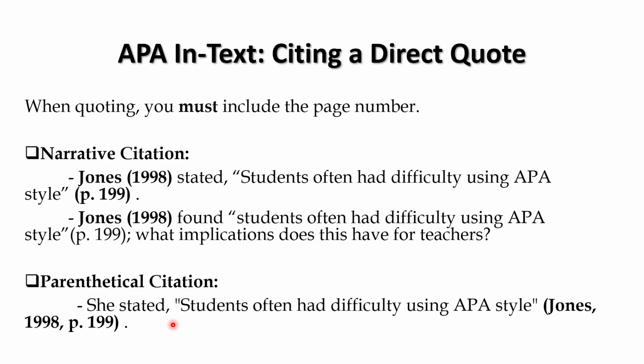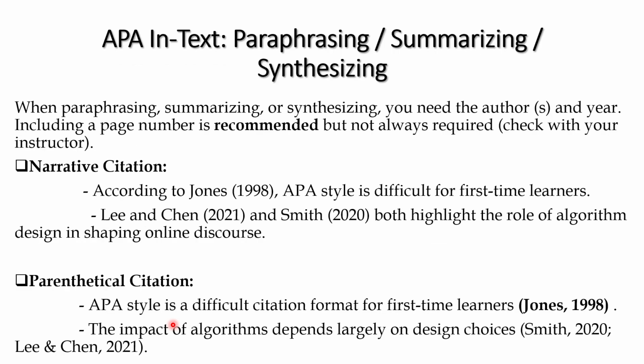Notice the order inside the parentheses: we have the author in the first place, followed by a comma, then the year of publication, followed by a comma, then the page number, which you write as p followed by a period, then the number of the page, 199. And again, the period comes after the parenthesis, not before.